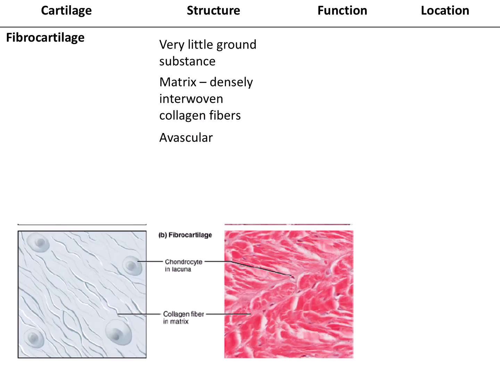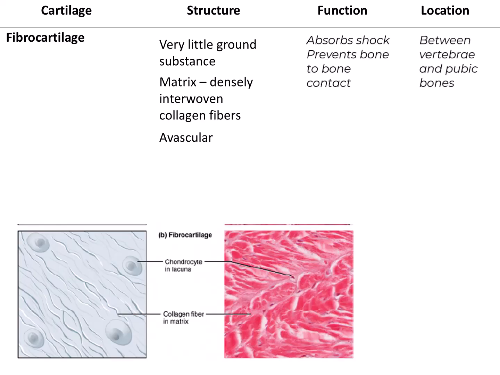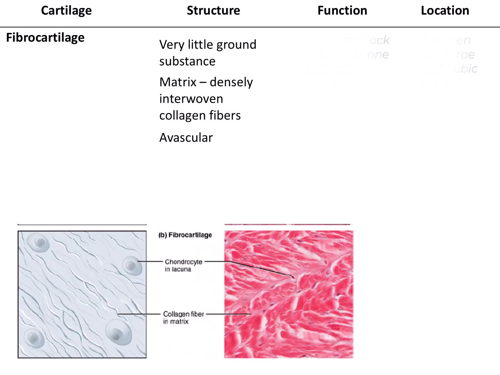Fibrocartilage is our third and final type of cartilage. There is actually very little ground substance associated with fibrocartilage. As with all other cartilages, there are chondrocytes trapped in lacunae and surrounded by lots of collagen fibers. The matrix of fibrocartilage is densely interwoven collagen fibers. It is avascular like the other cartilages and serves as a shock absorber and helps to prevent bone-on-bone contact. We find fibrocartilage between the vertebrae and pubic bones.